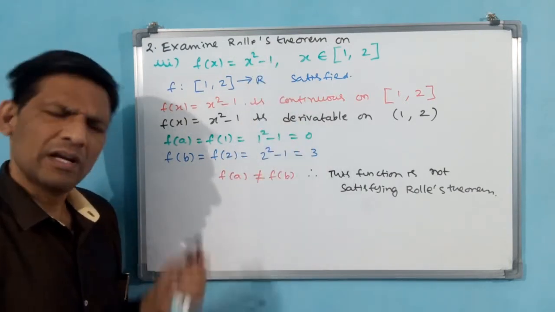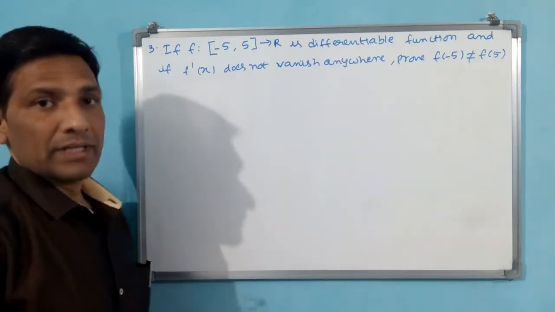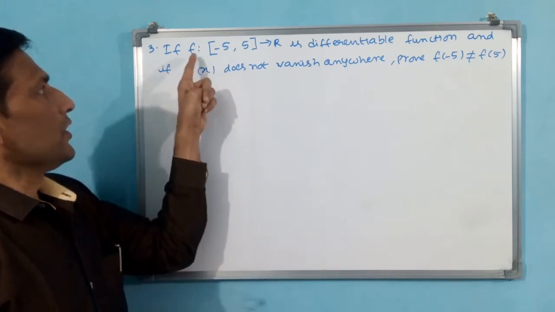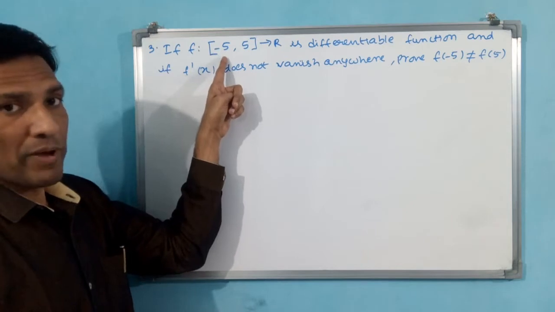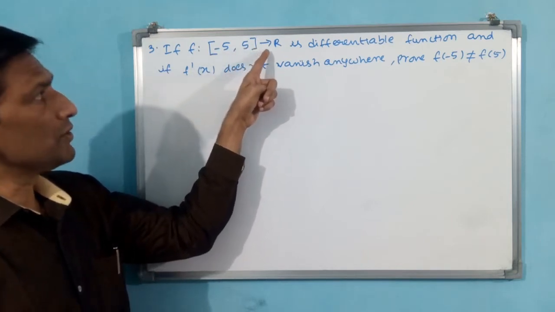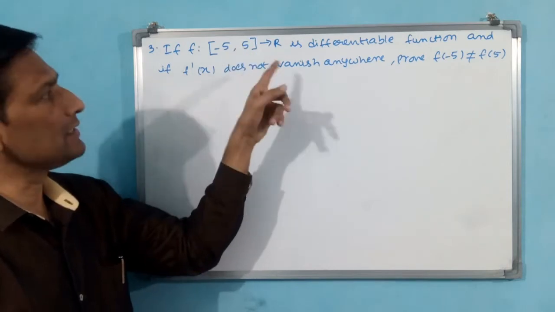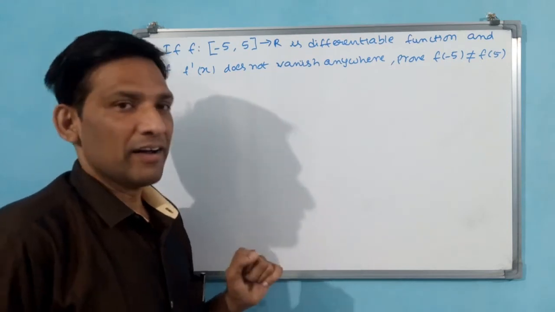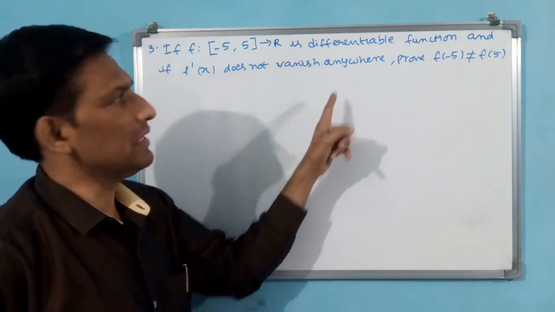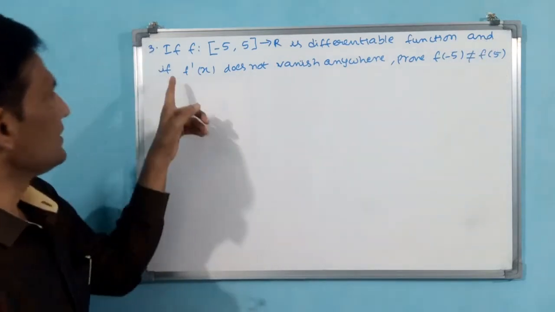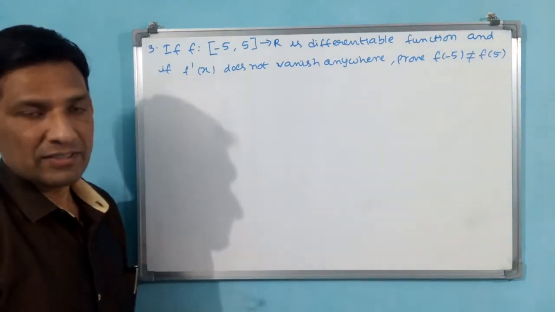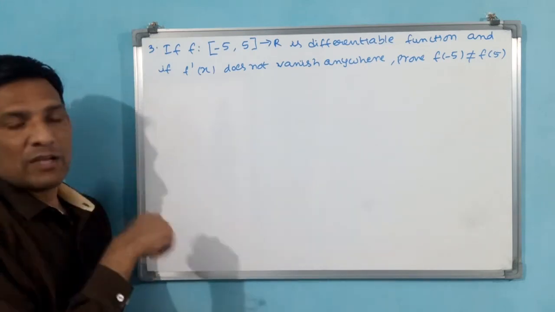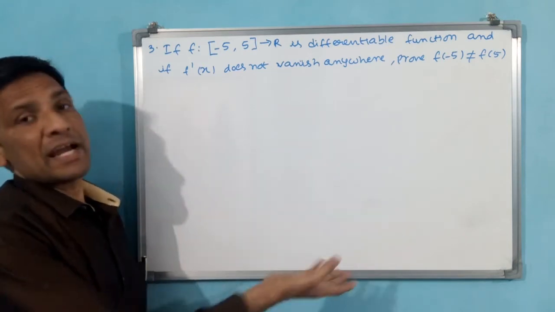Let us go for the third question. Observe carefully. This is a conceptual question. If f from the closed interval [-5, 5] to R, a real valued function, is differentiable, that means f dash c exists. The function is differentiable and f dash x does not vanish anywhere. See, f dash x should exist, and if f dash x is equal to 0, then it satisfies Rolle's theorem. If f dash c is not equal to 0, then it may satisfy the mean value theorem.